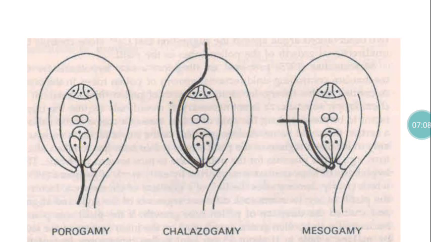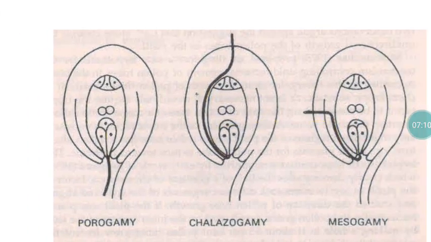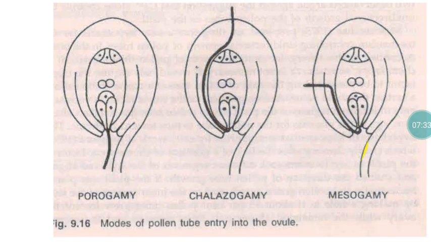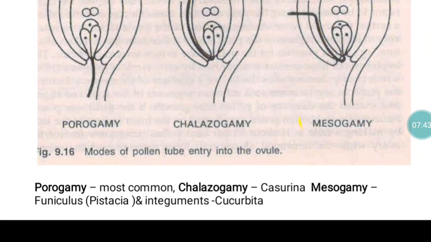Then another case is mesogamy. Here the initial entry of the pollen tube is either through the funiculus or through the integument area. Funiculus means the point of attachment of the embryo sac with the mother tissues, through which it will receive the nutrients. So the entry is through either the integument or the funiculus, then it reaches the synergids area, where it will deliver the two male nuclei for the fertilization process.